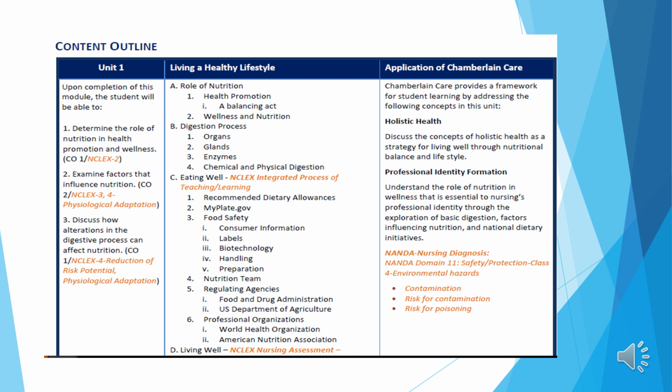And those objectives, again, are in that first column in the content outline: determining the role of nutrition, health promotion, and wellness, examining factors that influence nutrition, discussing alterations in the digestive process, and there's a second page that we'll get to on the next slide. But in that middle column, it's going to tell you all the different areas that we're going to cover that are going to make sure that we cover all of those particular unit outcomes.